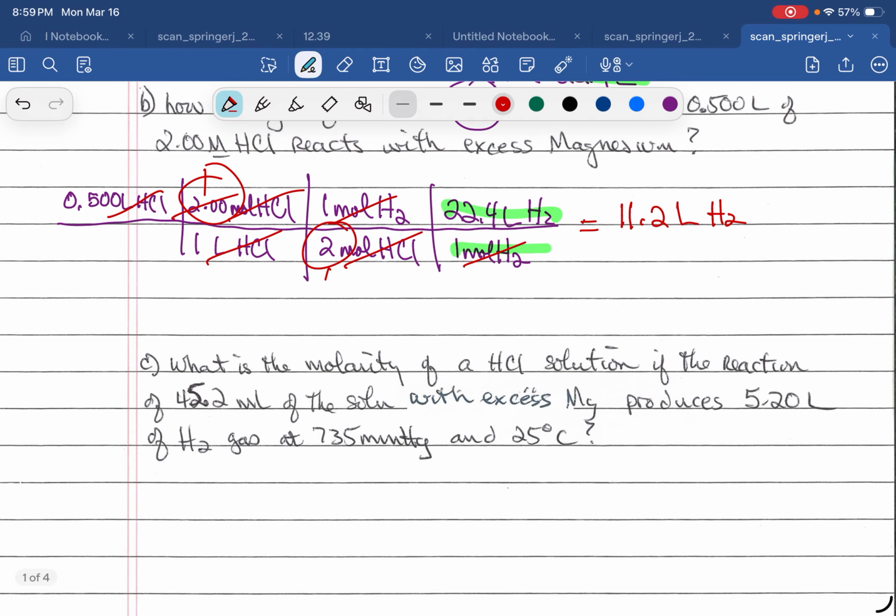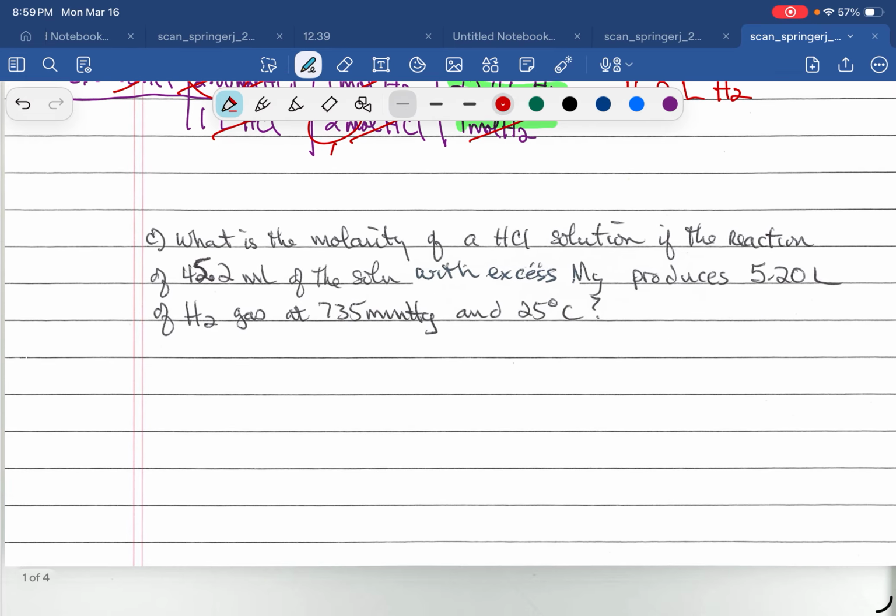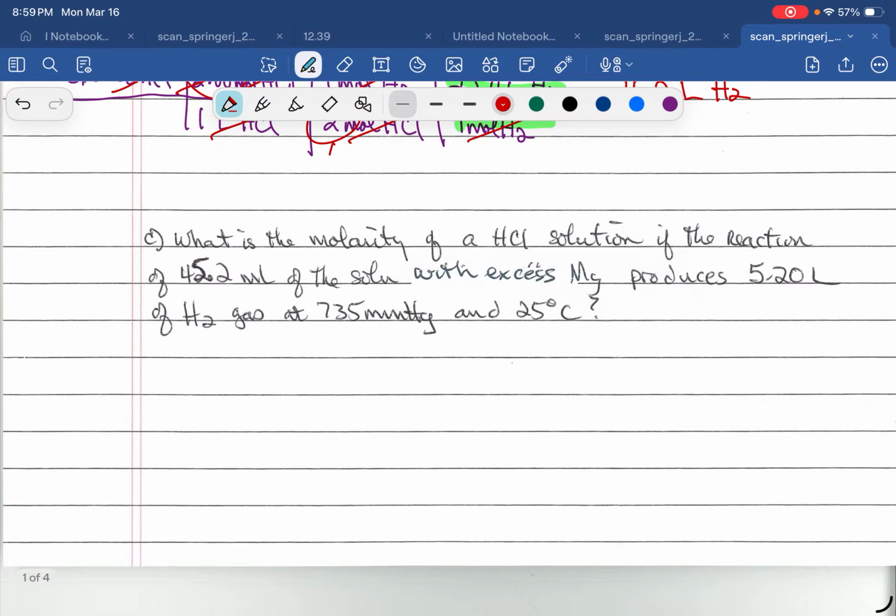All right, letter C, and we're done. What is the molarity of HCl solution at the reaction? 45.2 milliliters with excess Mg produces 5.20 liters of H2 gas at 735 millimeters of mercury, 25 degrees Celsius. I've got pressure, I've got temperature, I've got volume. I'm looking for moles, and I always have an R, right? Always have that from the flip chart.